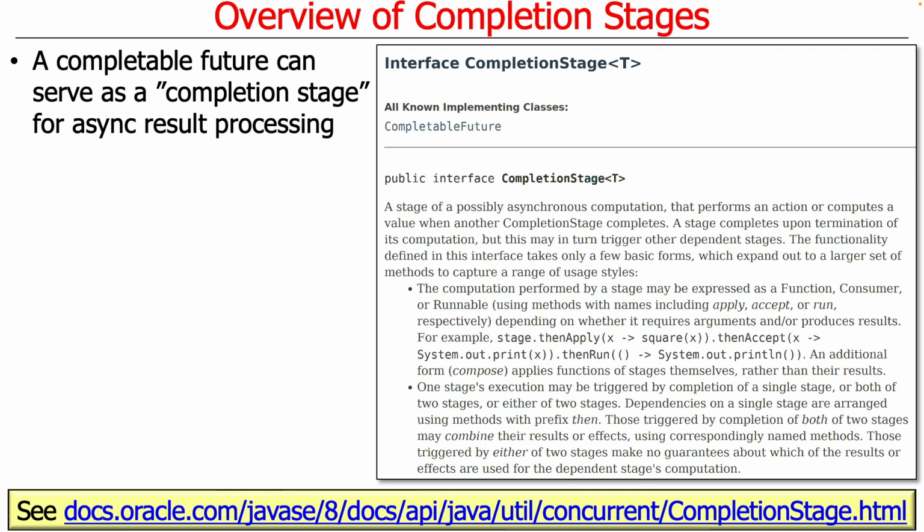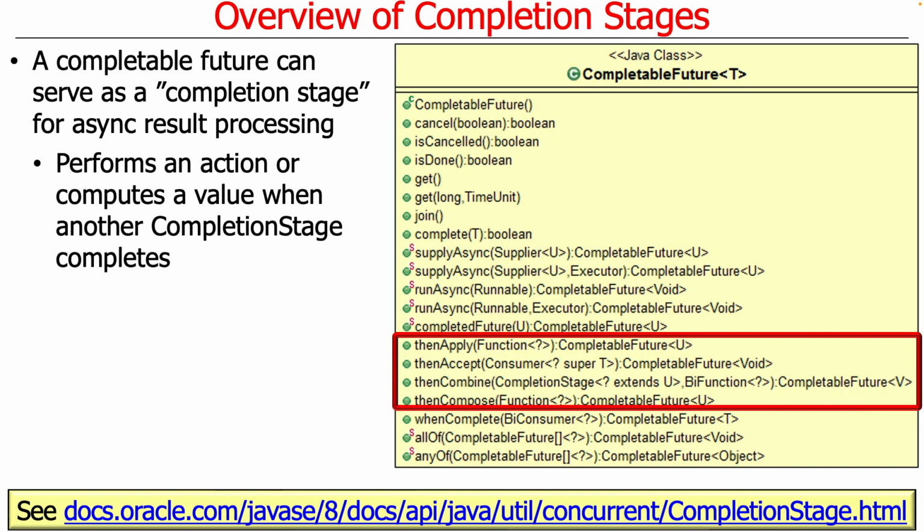So a completion stage is something that can be done along the way to have a pipeline of result processing of dependent actions, which sounds like a big mouthful, but if you read the documentation and you watch my video here, again, you'll see how it all works. It's really, really cool. This is a very good web documentation page to read. So what does a completion stage do? It performs an action or computes a value when another previous completion stage completes. And that's why these are often called dependent actions. So the completion stages are dependent on the completion of one or more things that occurred before them.